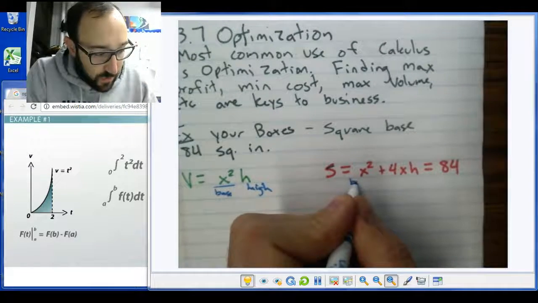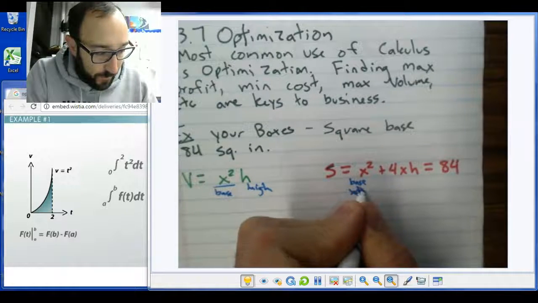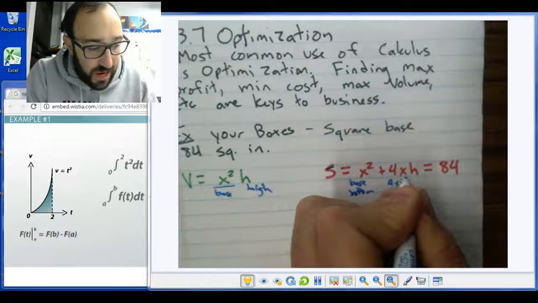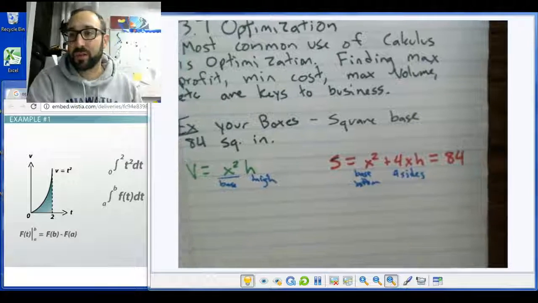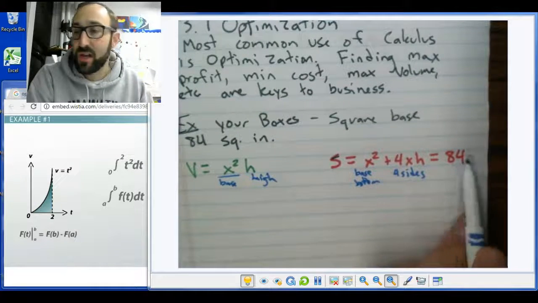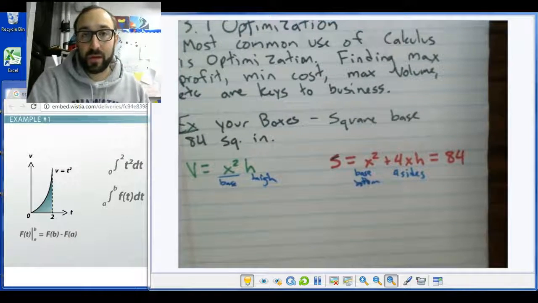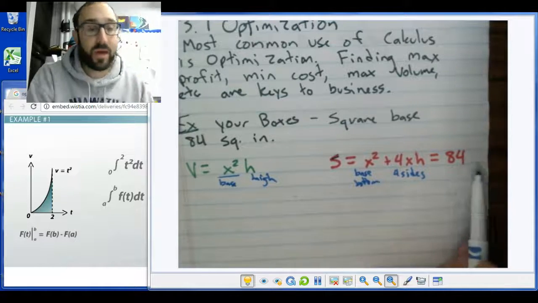Well, this is the base, or the bottom, and these are the four sides. Remember, we're not making a top, so that's really it. So we've got the base plus the four sides is going to equal this 84, because that's how many total square inches we have to make this out of.